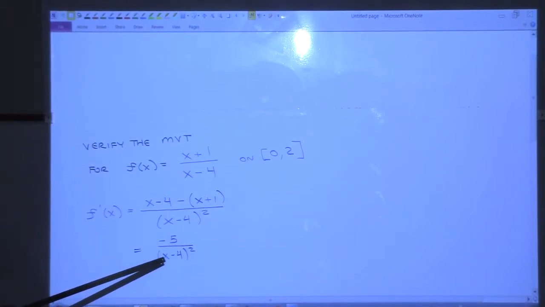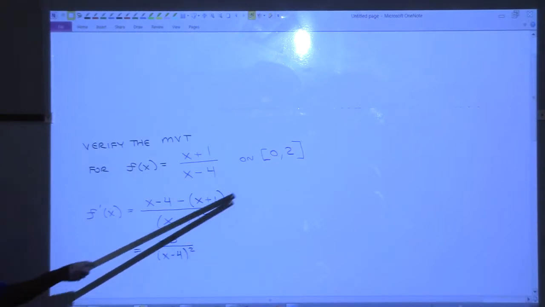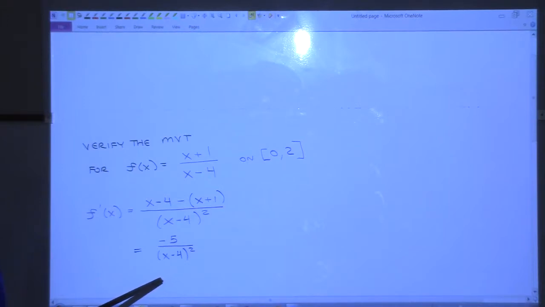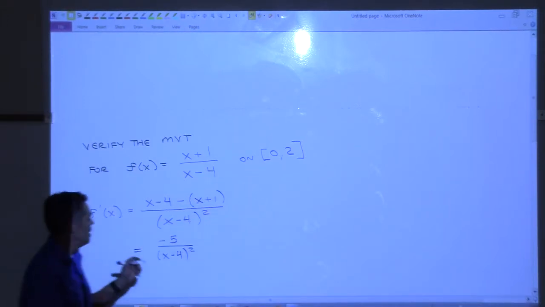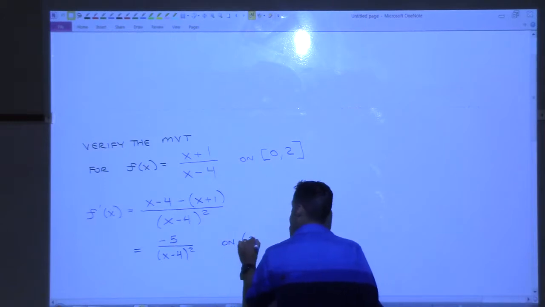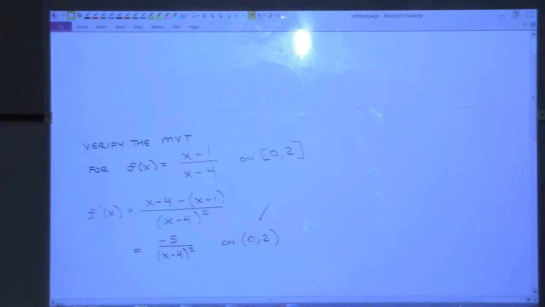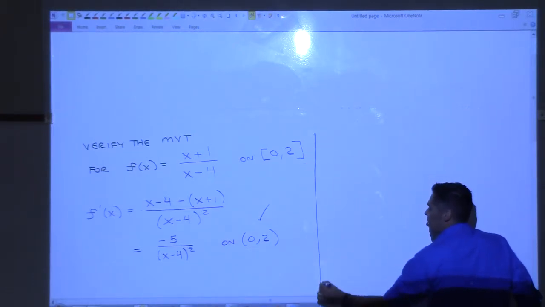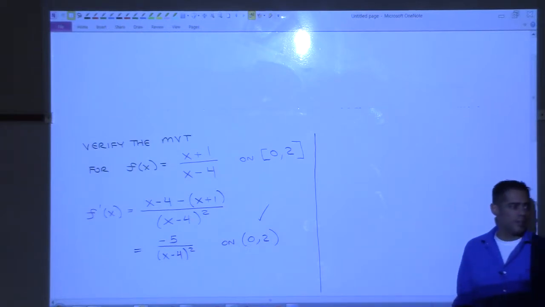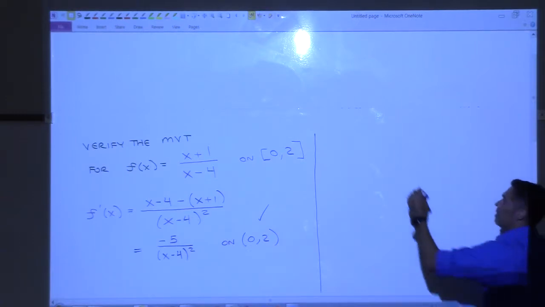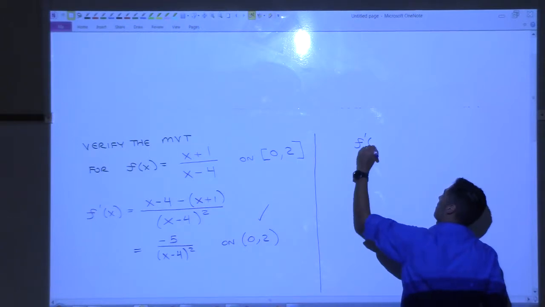Is this derivative valid on the inside of this? Yeah, because again, this will only have a problem at 4, which is outside that interval. So this on that open interval is checked. We're good to go on there. All right, so what does the mean value theorem say? The mean value theorem says that there exists a c somewhere inside that interval 0, 2, where the derivative at that value c is equal to the slope of the secant line, right? So this you would write down every single time.